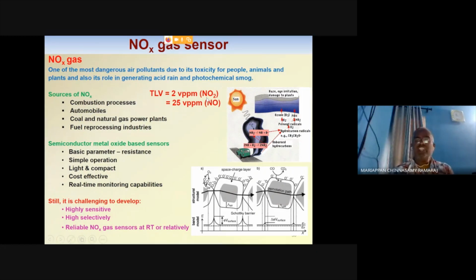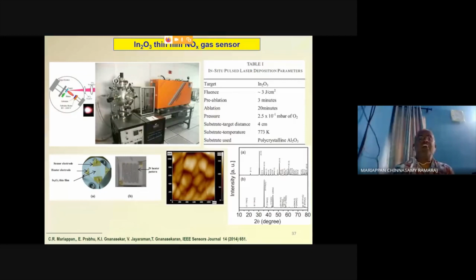The same way we developed the sensor for NOx, that is indium oxide. We have made an indium oxide thin film for NOx gas sensing. This indium oxide sensing layer material was fabricated through the PLD, pulsed laser deposition, method.